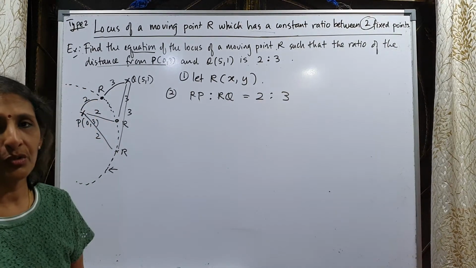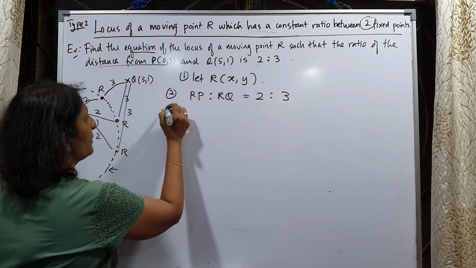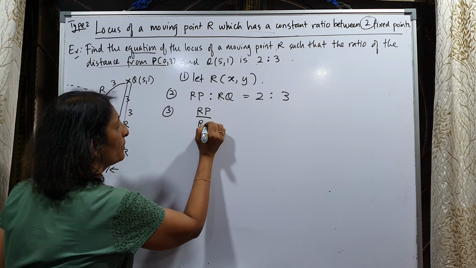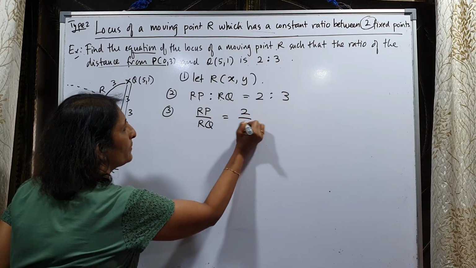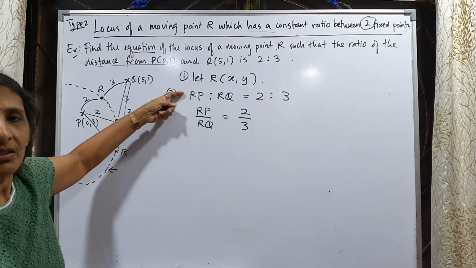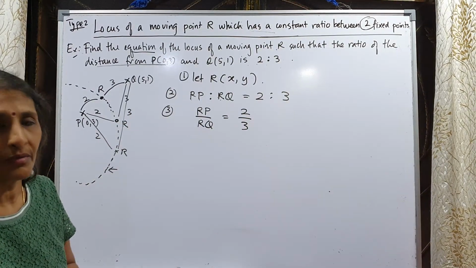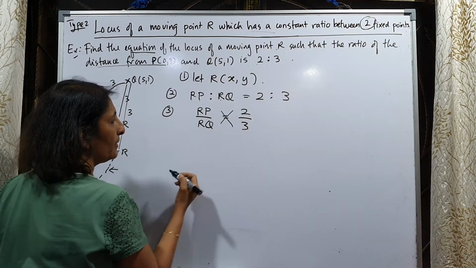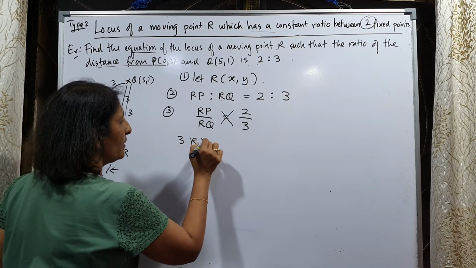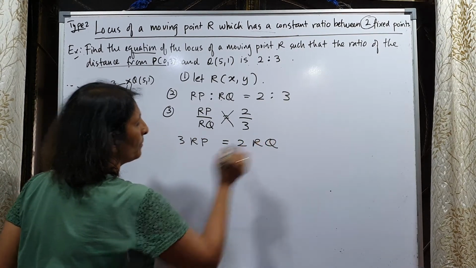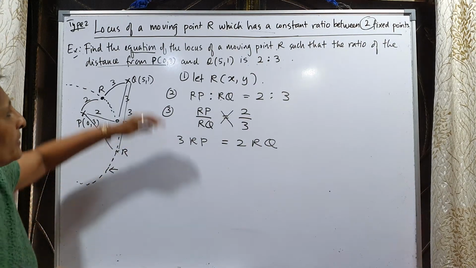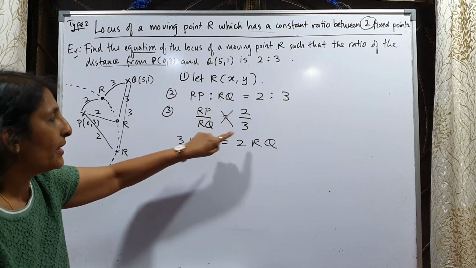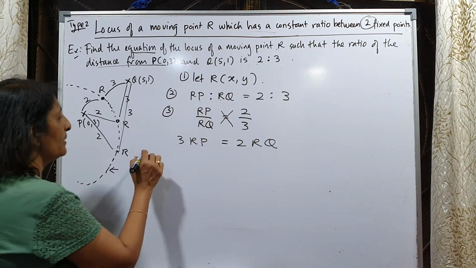Now once you got the ratio, next step is to change it to a fraction. You write RP over RQ equals 2/3. The ratio you must always change to fraction. Then only you can do the question. Now once you got this, you cross multiply here. So we will get 3RP equals 2RQ. You all okay? First thing is write down the ratio, change ratio to fraction, then we cross multiply, so we got this. Now we use the distance formula.